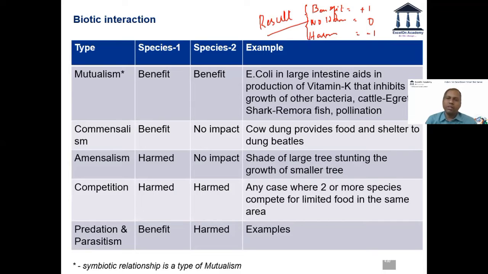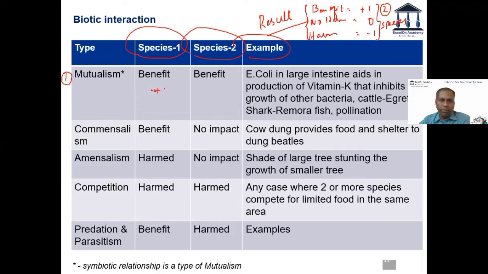It is only 3 results. And how many species are we looking at? 2 species. Is this clear? 3 results, 2 species. Now, let's move on to the first case. The first case is that of mutualism, where this column is species 1 and this column is species 2.